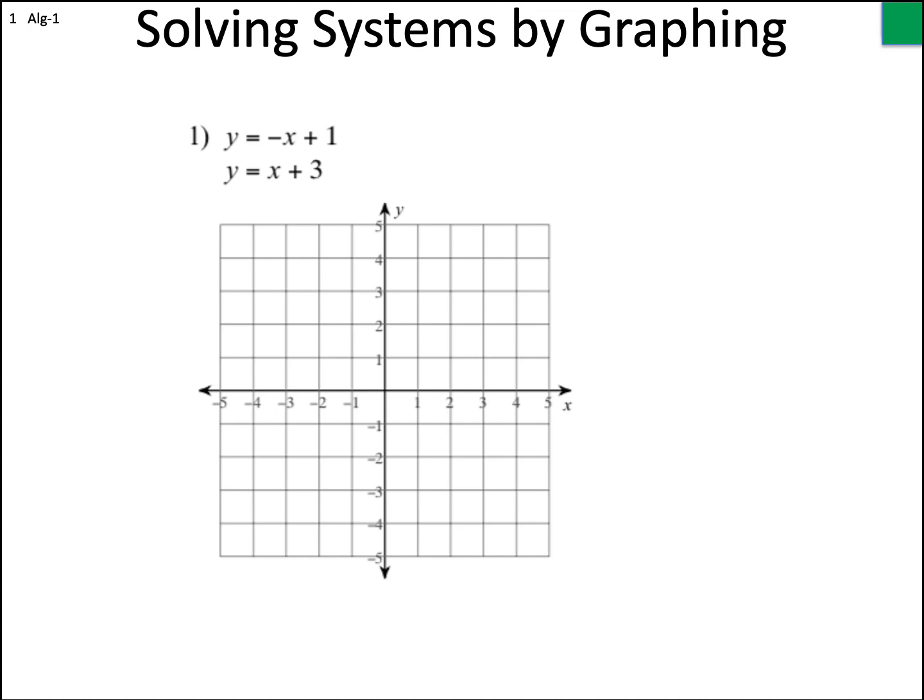Okay, so I'm just looking at the first equation. The y-intercept is 1. So I put a dot on 1. The slope, well, there's no number attached to x, but there's a negative. So that would be -1 over 1, or its opposite, 1 over -1. You can use either one. All right, so from the y-intercept at 1, I'm going to go down 1, to the right 1.